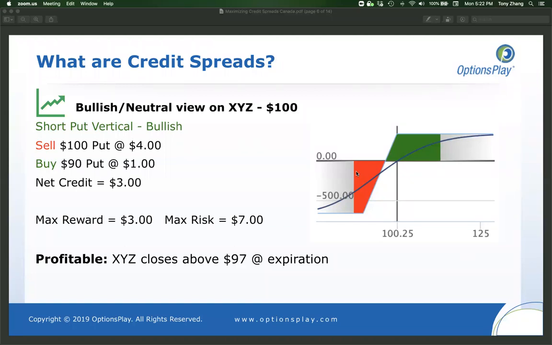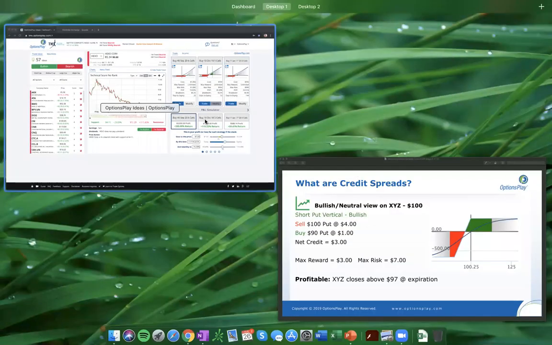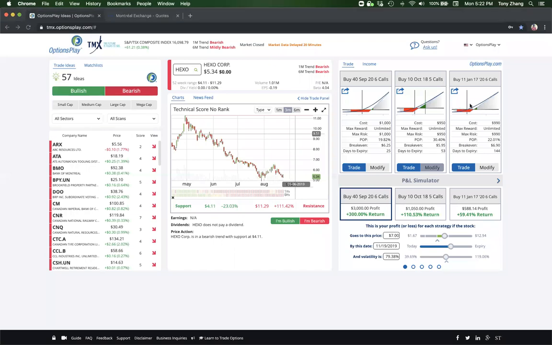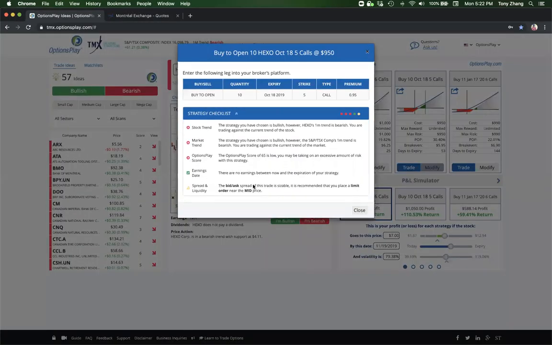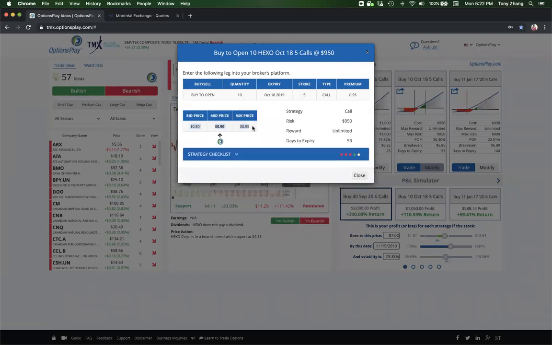Kenny's asking, do the options you present, shown on the right, ever show low volume or open interest? So we don't look at open interest and volume because they're really not a good indication for liquidity. What we look at is the size of the bid-ask spread. So if something's trading at 80 cents by 95 cents on a $5 stock, that's a relatively decent spread on that trade.